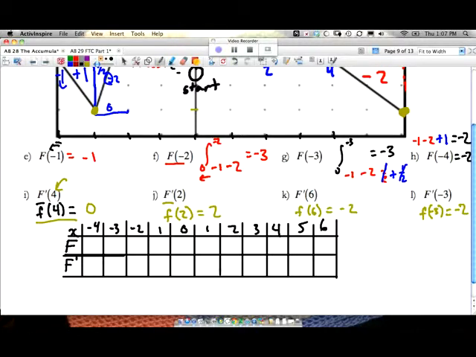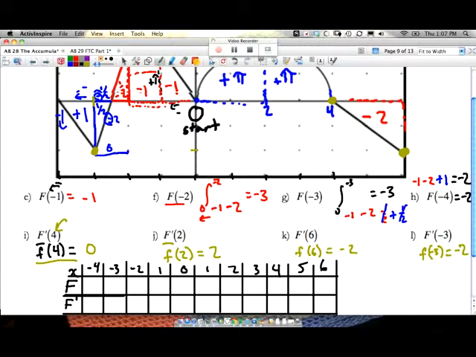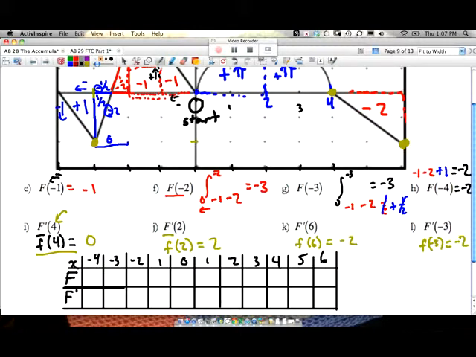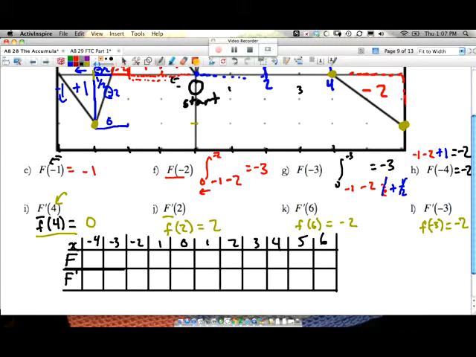Okay, a couple of things I want you guys to notice. We never even did 1 or 3. That's because it's in the middle of a curve, and it's awkward to calculate that geometrical area. So we're going to skip 1 and 3 for now, at least for the f. We might use it for the f prime, but we'll see how that kind of comes into play.